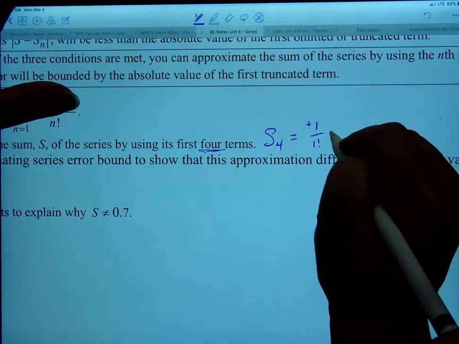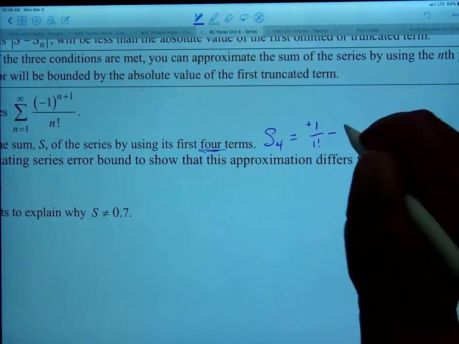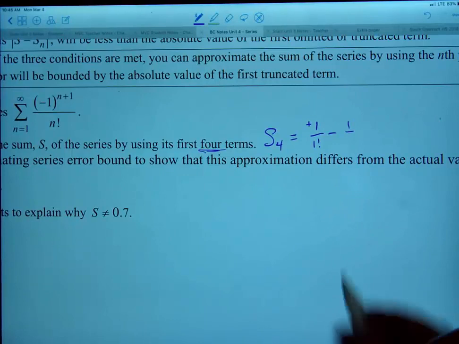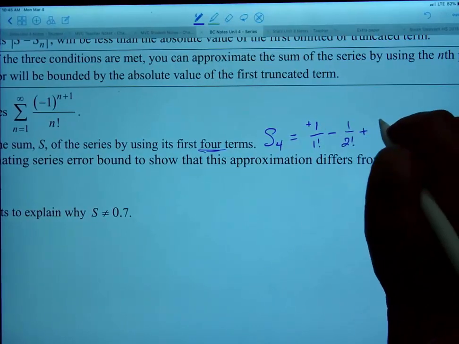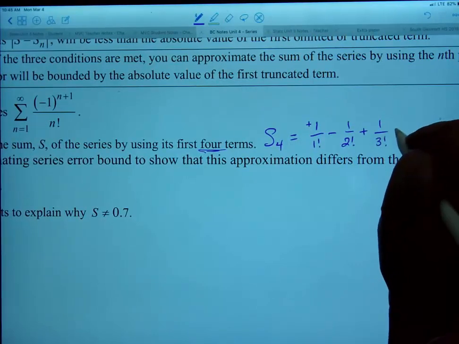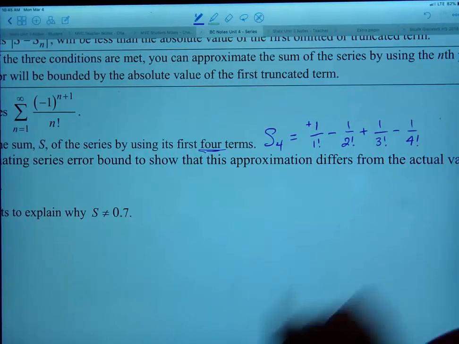Okay? Now the next sign is minus, because it's an alternating series. The top is still 1. What's the bottom? 2 factorial. Plus 1 over 3 factorial, plus or minus next, minus 1 over 4 factorial. I stop there because it says to go out 4 terms. I have 4 terms.